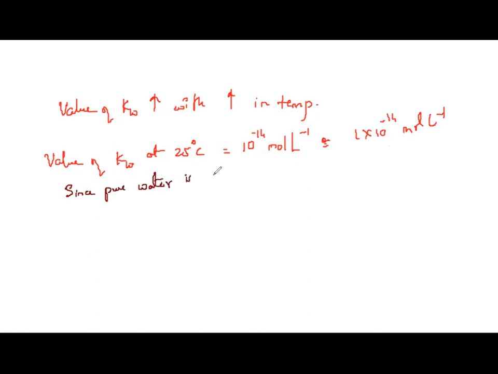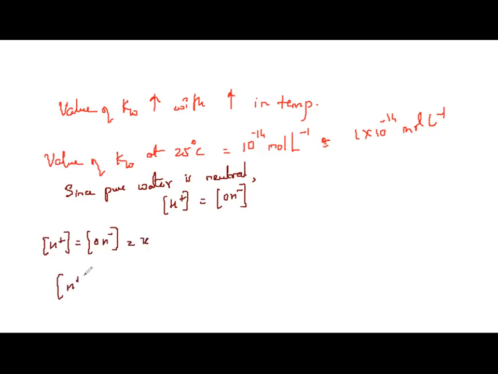Since pure water is neutral, the H plus ion concentration must be equal to the OH minus ion concentration. So water is equal to H plus and OH minus ions. Since it is neutral, the concentration of H plus ion should be equal to the concentration of OH minus ion. Correct? So if I say H plus ion concentration is equal to OH minus ion concentration, let me take it as X.